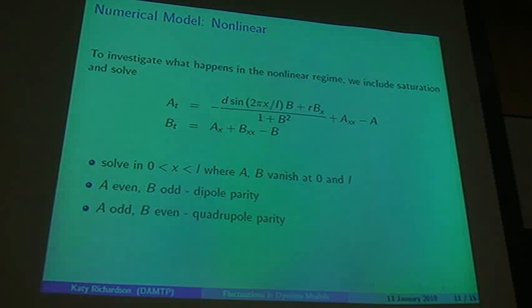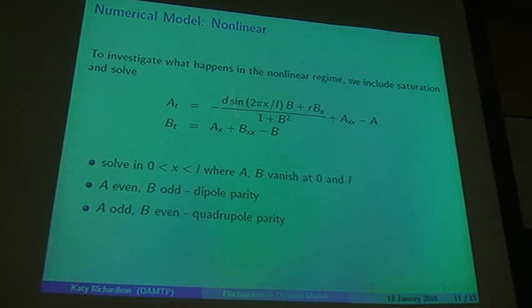This is an ad hoc saturation. It's not exactly right, but then none of them are exactly right. But we are investigating different ways of putting saturation in, and it doesn't seem to change too much. And then we solve these equations in a box of size 0 to L, where 0 represents the North Pole and L represents the South Pole. So L/2 is the equator.